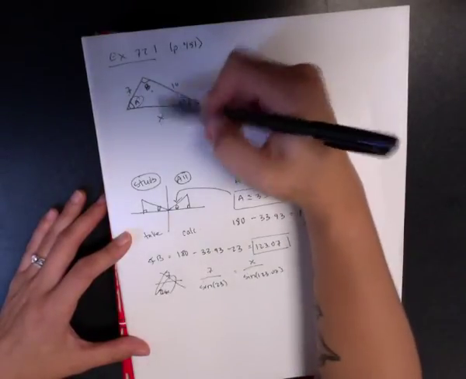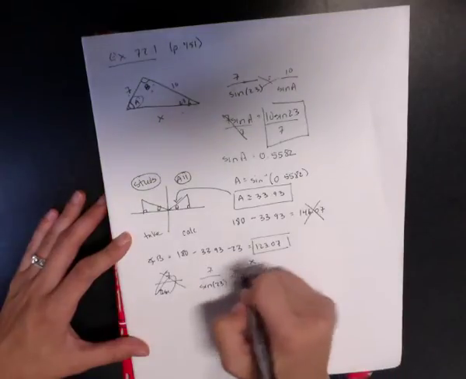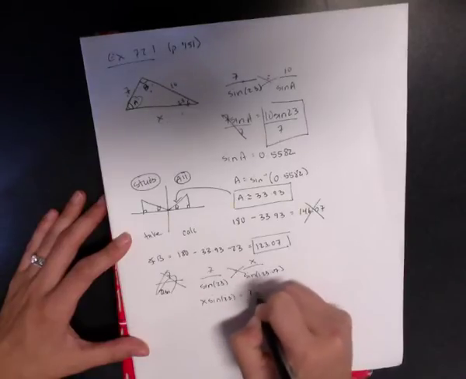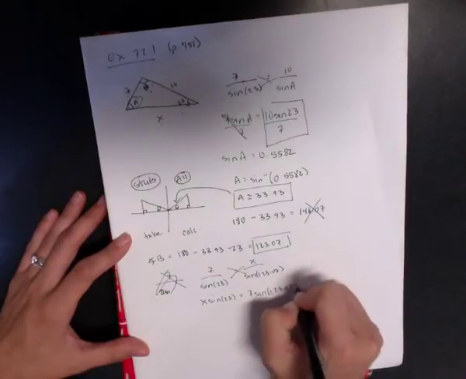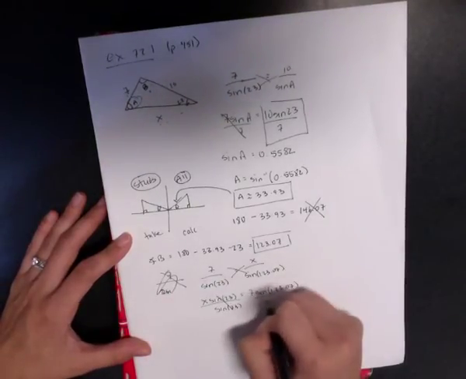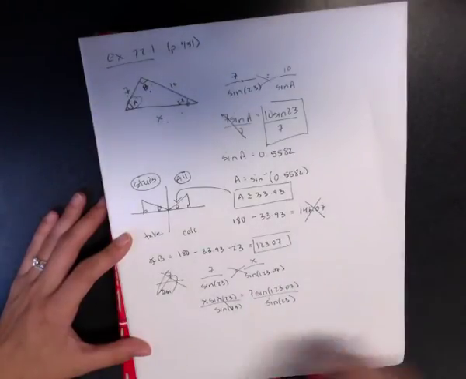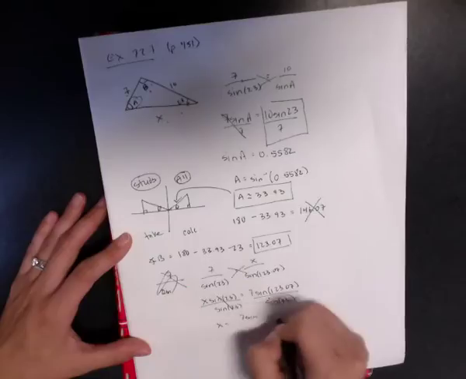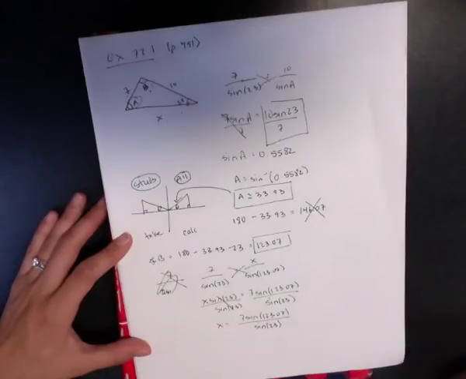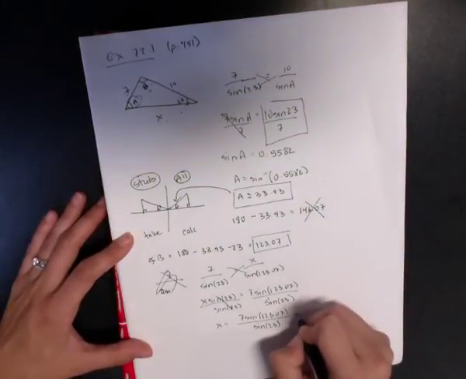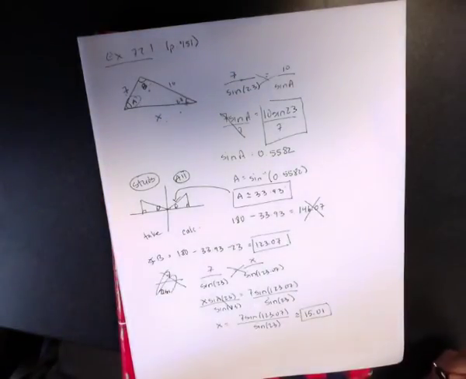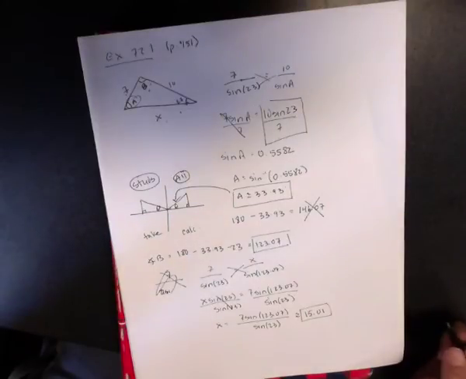7 is to 23 as X is to B. I cross multiply, so I have X times the sine of 23 equals 7 times the sine of 123.07. Divide both sides by the sine of 23. So I get X is 7 sine 123.07 over the sine of 23, which I can plug into my calculator, and it is approximately 15.01. Not degrees, because it's a side.